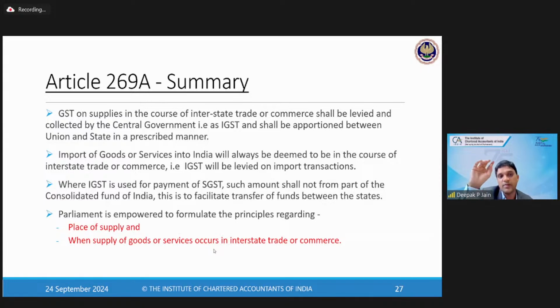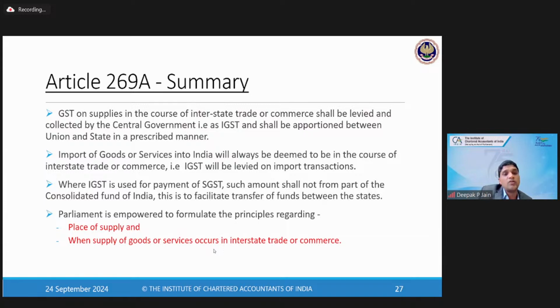So that is what is specifically mentioned here, that import of goods into India will always be deemed to be in the course of interstate trade or commerce, that is, IGST will be levied on import transactions. Where IGST is used for payment of SGST, such amount will not form part of the Consolidated Fund. If it is utilized, it will go to the respective state. Whatever is left will become part of the Consolidated Fund, and from that fund, distribution between center and state will happen.